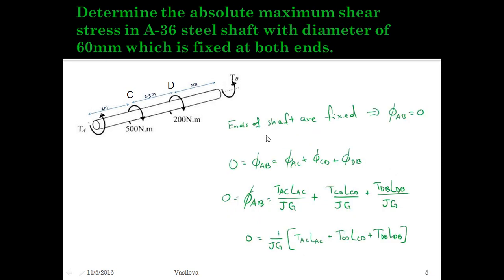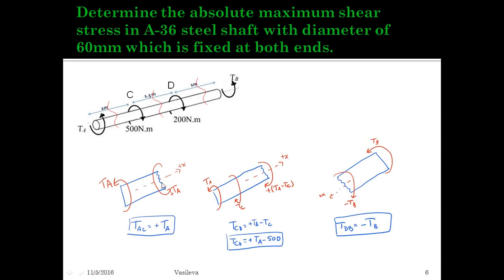From there, what else do we know? We know that the ends of the shaft are fixed, so the overall angle of twist from point A to point B is going to be equal to 0. We also know that the sum of the angle of twist of each section is equal to the total angle of twist. So we can say that 0 equals angle of twist AC plus CD plus DB. So we're going to have three chunks. Then I wrote out the equations fully, and I can pull out a 1 over JG because that will be constant.